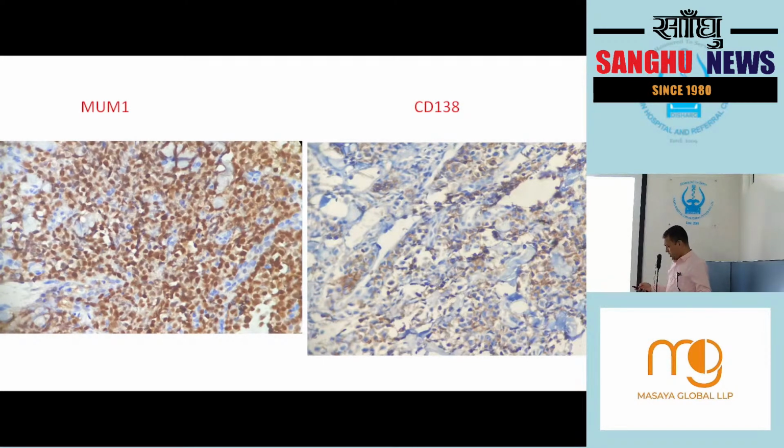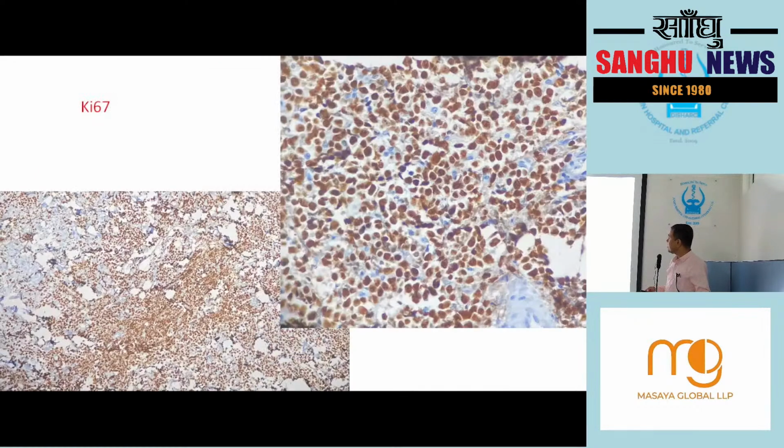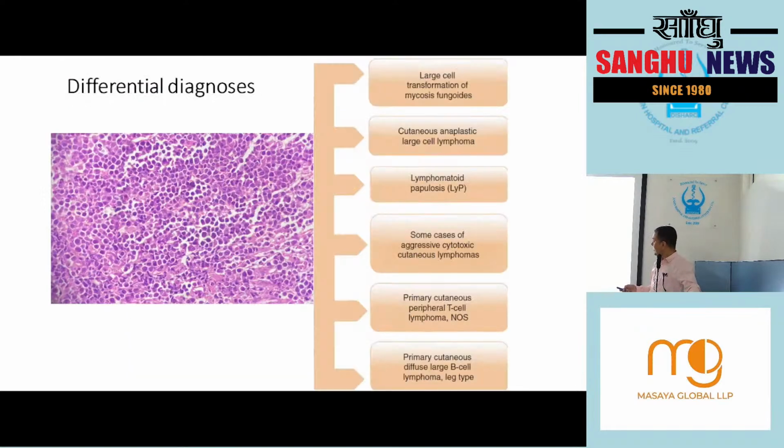P138 may be positive, I am not very sure. BCL2 is positive. Ki67 is almost 100%, a very highly proliferating tumor. ALK negative. ALK negative. This is the finding.